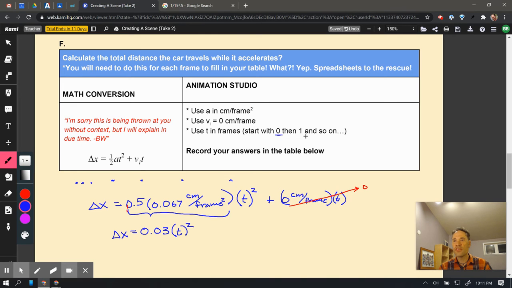Now, what if we start with T equals 0? Well, if T equals 0, this whole thing becomes 0. So I've got 0.03 times 0 seconds, excuse me, 0 frames, I suppose is a better one, because we're at frame 0. Even if I square that, 0 frames squared is 0, so this whole thing becomes 0. When T equals 1 frame, we end up with something different. Now I get 0.03 times 1 frame squared. So 1 squared is 1 times 0.03.